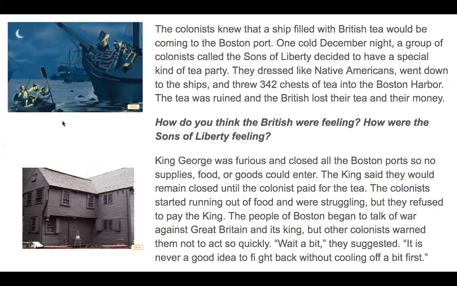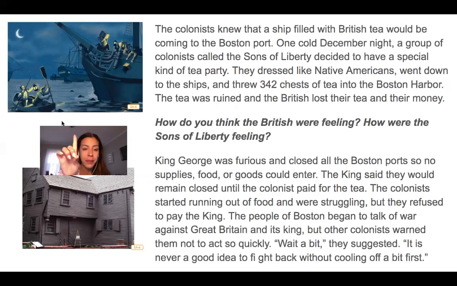So if you look in this picture up here, you can see that they're throwing boxes into the water. Now, how do you think the British were feeling? The British were probably very mad that their expensive tea was being thrown in the water and completely ruined. They can't sell this tea anymore.